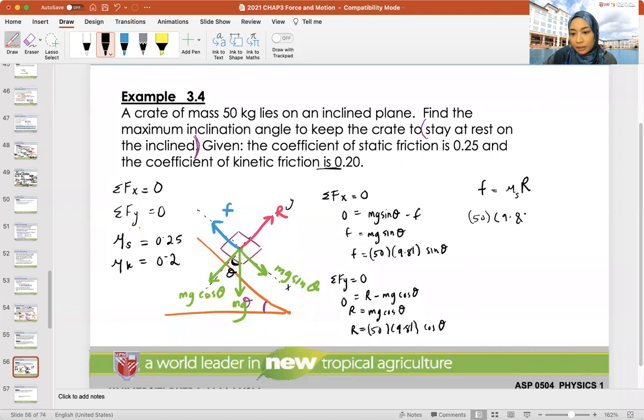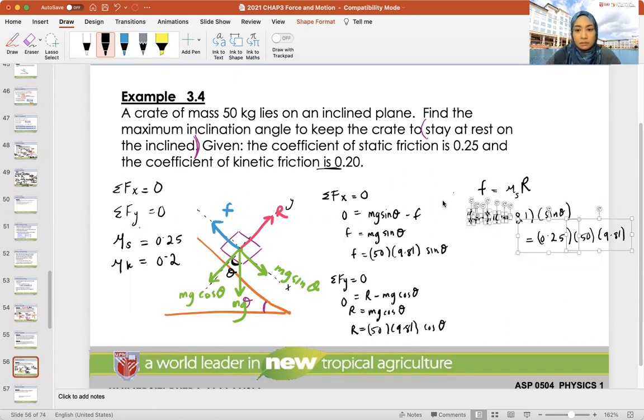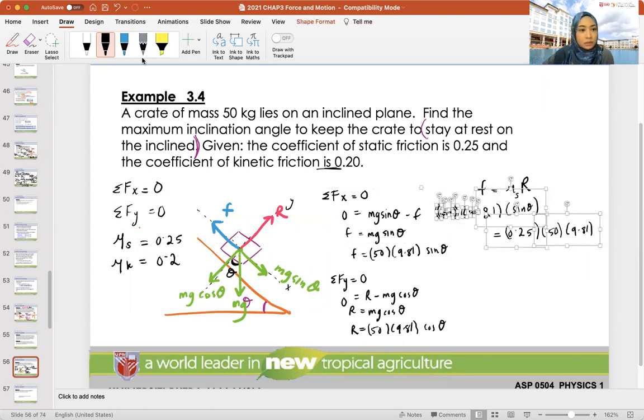Okay, 9.81 sine theta. And this is equal to what? Mu S. Mu S is, we have the value 0.25, and we solved for R just now. So this is 50 times 9.81 cosine theta.